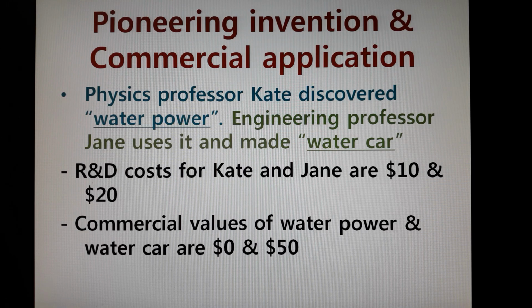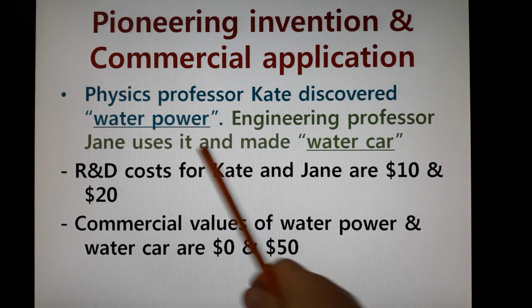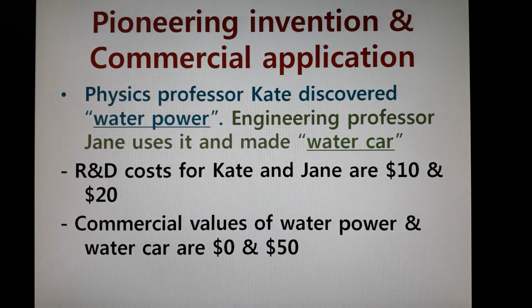So when you do that, what will happen? If negotiation is to happen, okay, so this is when negotiation is possible. Jane will approach Kate and ask, I think you invented the water power theory, and can I make a water car using that after paying you some royalty? Okay? This negotiation might be costly, the transaction cost.